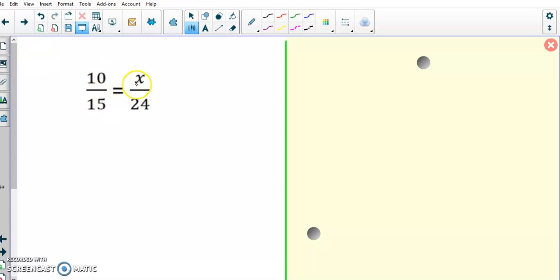10 to 15 equals x to 24. Well, I know I'm going in the direction of my variable. I'm going from 15 to 24, but I don't know if 15 times anything equals 24, which means I want to simplify this given ratio first. So my 10 to 15 goes inside of my cake.